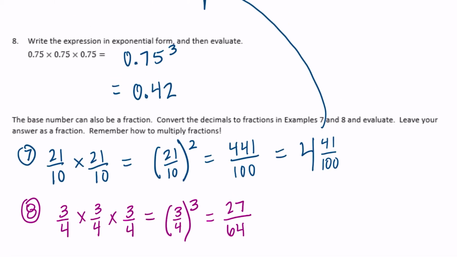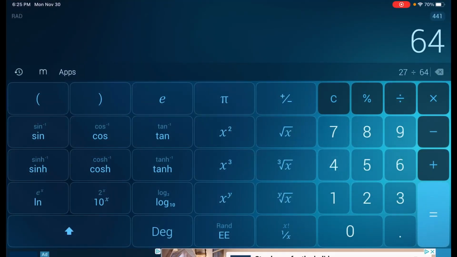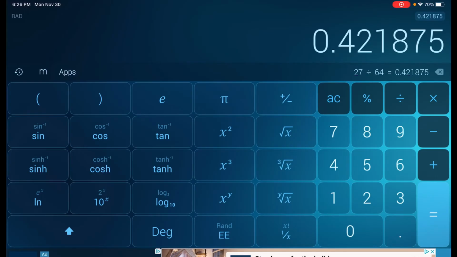And if we made that into a decimal, I'm sure it would match that. We can check. Let's do 27 divided by 64. Yep, we get 42 hundredths.